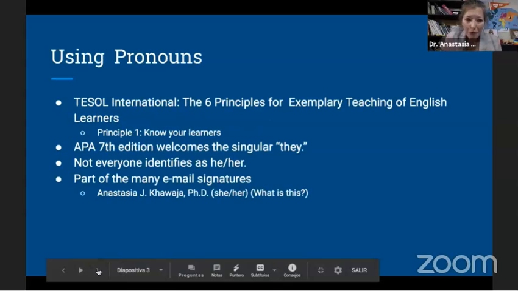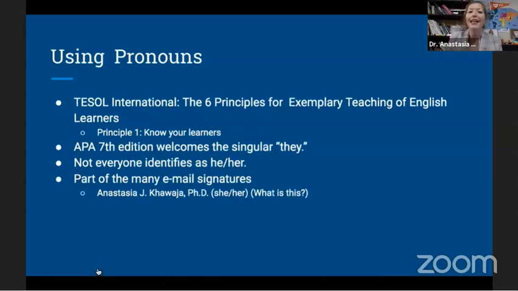So the first thing about using pronouns is that a couple of years ago, TESOL International released the 6 principles for exemplary teaching of English learners. And the first principle is to know your learners. Now, this is really important when you have to understand how they learn, whether they're kinesthetic, whether they're visual, but it's also crucial to understand their backgrounds, their culture, their identity. And so to provide a space for them to be able to share that where it's comfortable is very important.